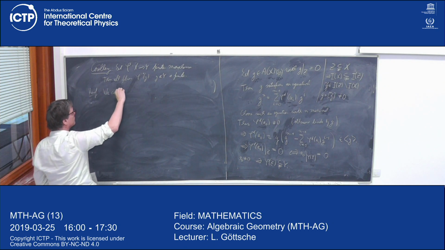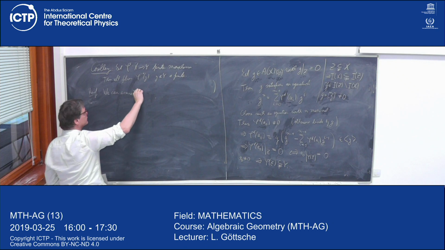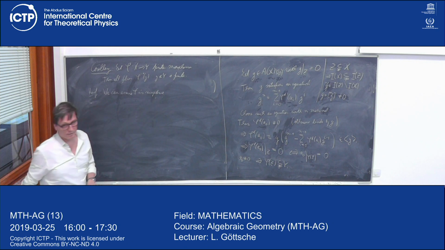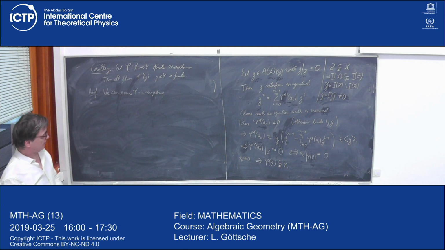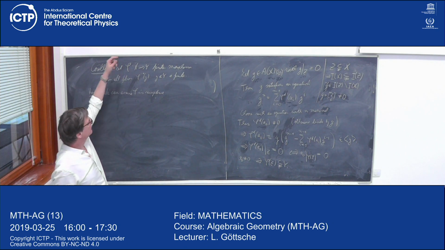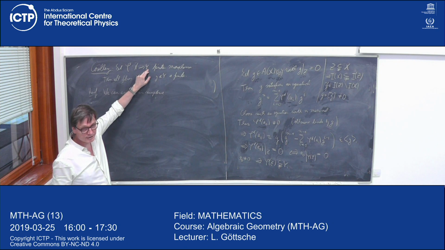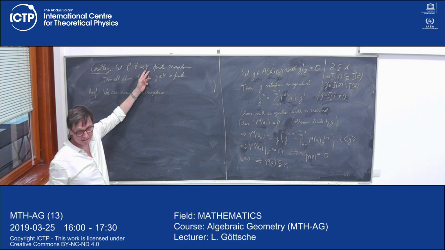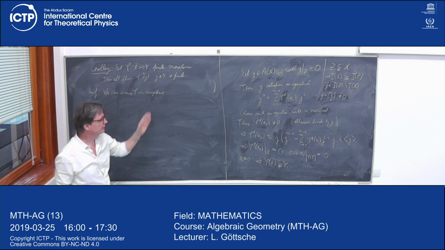First we can assume phi is surjective. Obviously, if I take a point in Y which does not lie in the image, the fiber is empty. In particular, it's finite. I can therefore just replace Y by the image, and then the map is finite and surjective. And then you have to show that all the fibers are finite. So we can assume this.